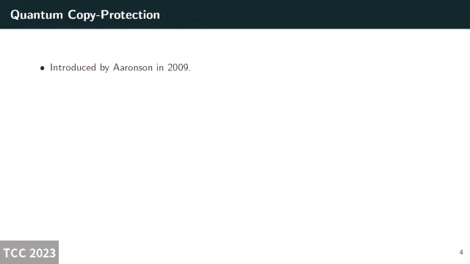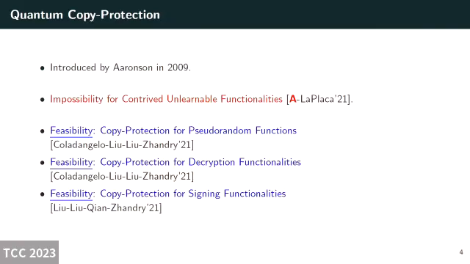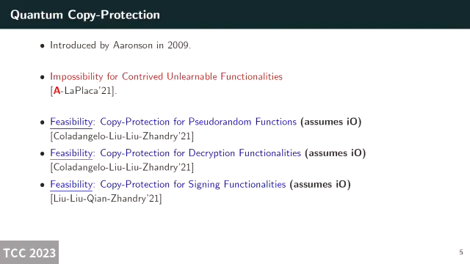So this notion was first introduced by Aaronson in 2009, and since then it has been an important problem in quantum cryptography. It was open for a long time how to achieve copy protection, and very recently we showed that for some contrived unlearnable functionalities, copy protection is actually impossible to achieve. And for some interesting cryptographic functionalities, we do have some positive results. So for instance, random functions, decryption functionalities, signing functionalities, and so on. But the problem with all these feasibility results is that they assume I/O.